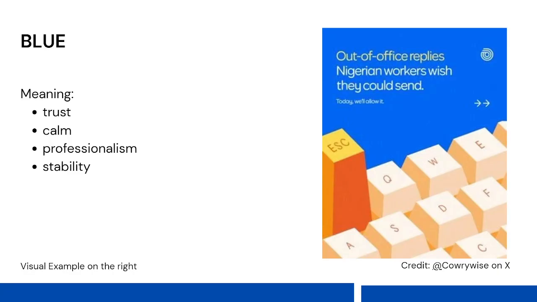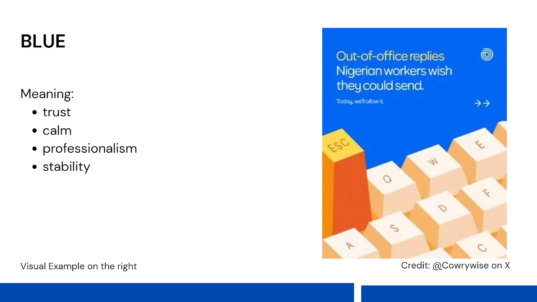And we also have blue. Blue means trust. It can mean being calm. It can mean a sense of professionalism, and it can also signify stability. And there's a visual example here on the right. This is Carrywise, one of the prominent fintech brands in Nigeria. And using this blue color has really helped their customer base to connect with them and trust that their money is safe with them.